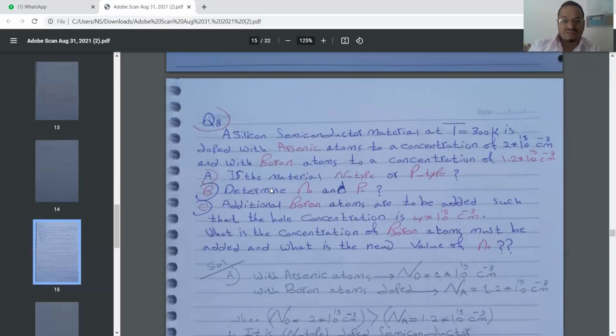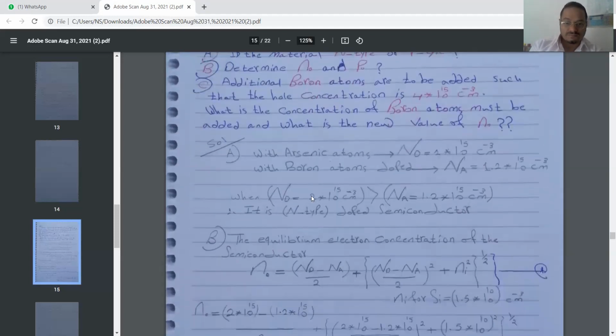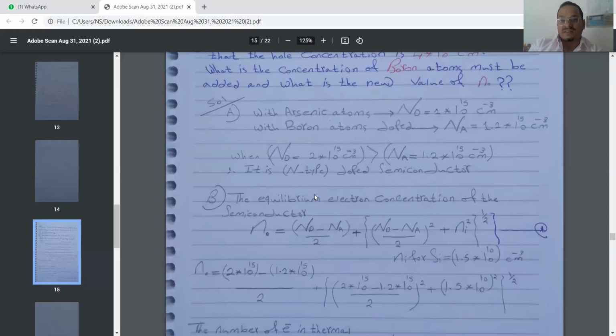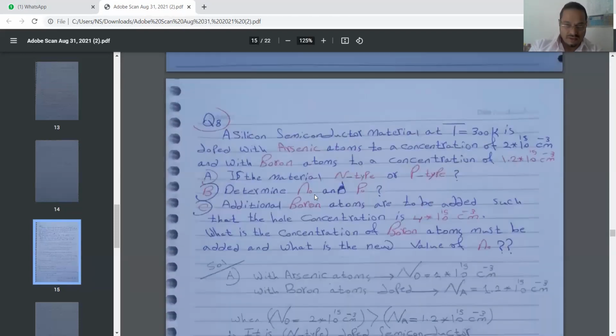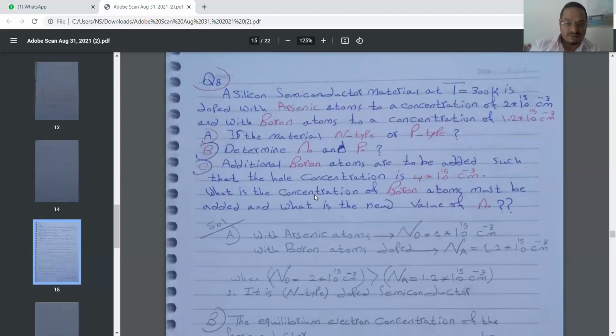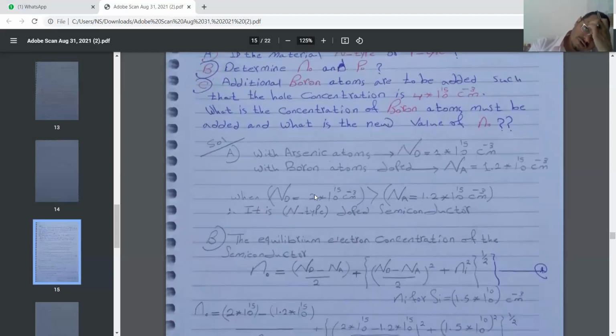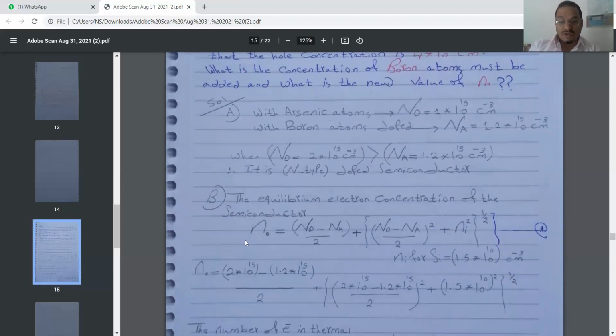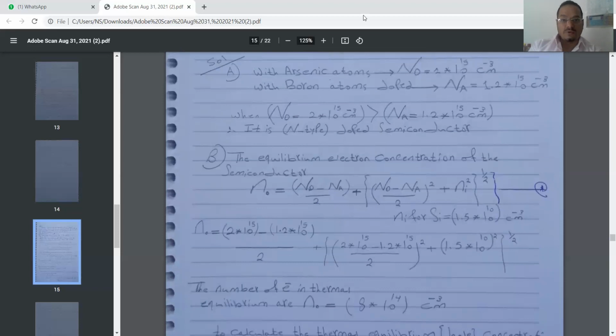We solved number 1. Now requirement B: determine the concentration of electrons and the concentration of holes. Let's solve that together. Here we are at thermal equilibrium, like the last question, so we will use this equation. This will be the important one for us. Let me use the pencil here.